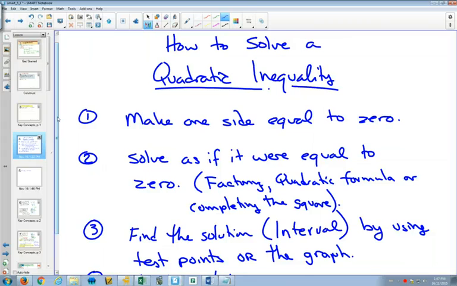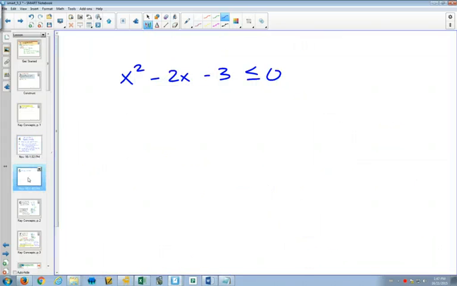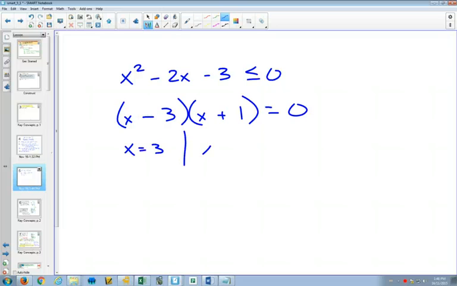So we have this, and we start by imagining this is just like a quadratic equation. We already have one side equal to 0, so step 1 was already done. If this was an equals sign, the fastest way to solve it is factoring, if I could factor it. So if I made it equal to 0 temporarily and factored it, x and x, 3 and 1, I'm going to need a negative 3 and a plus 1. I get solutions of x equals 3 and x equals negative 1. Those are my x-intercepts on a graph.